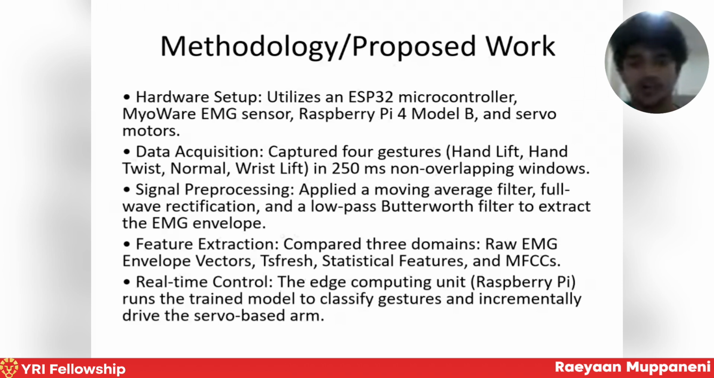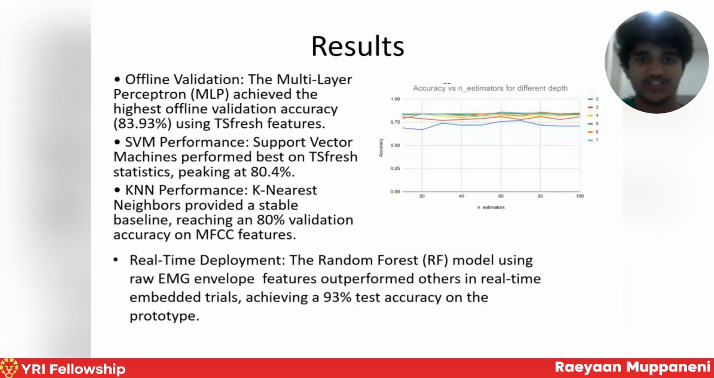Now, for real-time control, I used a Raspberry Pi, which took the trained model, the final model, which I found to be the most efficient, and then it classified the motions and then incrementally controlled the servo-based robotic arm with these classifications.